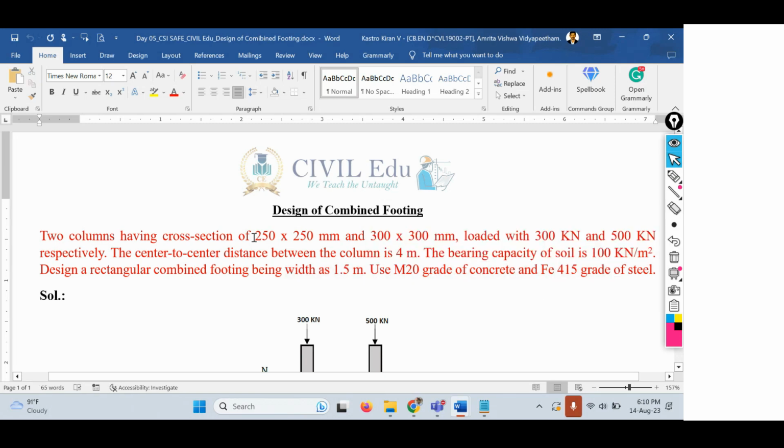So how many columns are there? Two columns are available. Both are square columns, 250 by 250 and 300 by 300. One column is carrying a load of 300 kilonewtons and another column is carrying a load of 500 kilonewtons. And the center to center distance between the two columns is 4 meters. You can see the figure here.